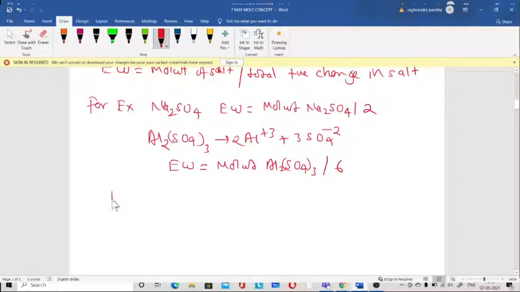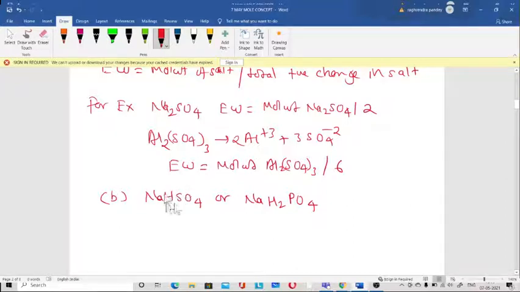Now another category of salt is those which have replaceable hydrogen. For example, NaHSO4 or NaH2PO4. This salt you will study in ionic equilibrium, that is your fifth, sixth chapter. There I will discuss it. Here I am not discussing it because that is altogether a different track. Now these two salts have replaceable hydrogen.